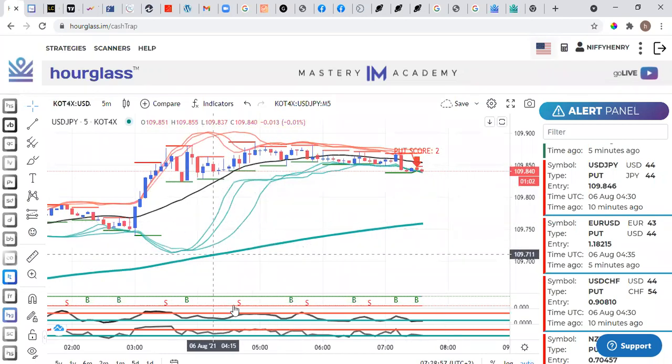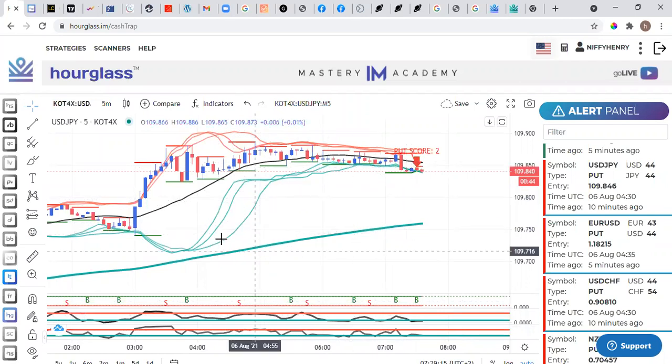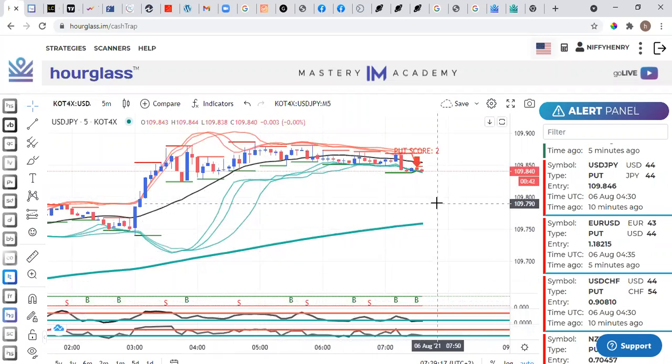I've taught you the EMA line. I've taught you the stochastic and the RSI. Even cash trap gives you buy and sell signals, where BB means buy and SS means sell. It also gives you notifications. All of them are confirmation points for you to have a very good trade.